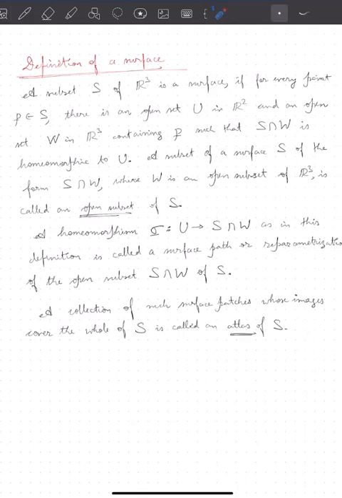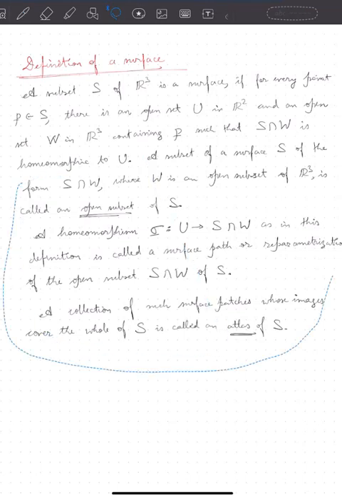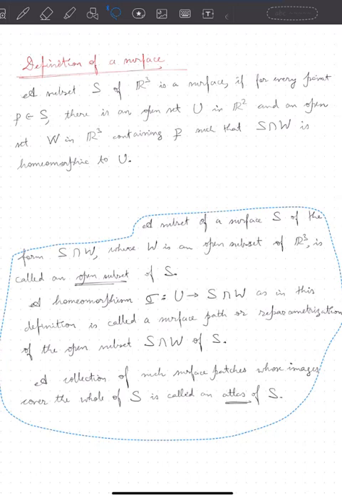So this was very lengthy. Let's go point by point. We start with a subset S of R3 being called a surface if for every point P that is an element of the subset, there is an open set U in R2 and an open set W in R3 containing P, such that S intersection W is homeomorphic to U. Right? For this, up to this point, maybe I'll break it down further so that we have a very concrete graphical representation of what we are saying. So give enough space.